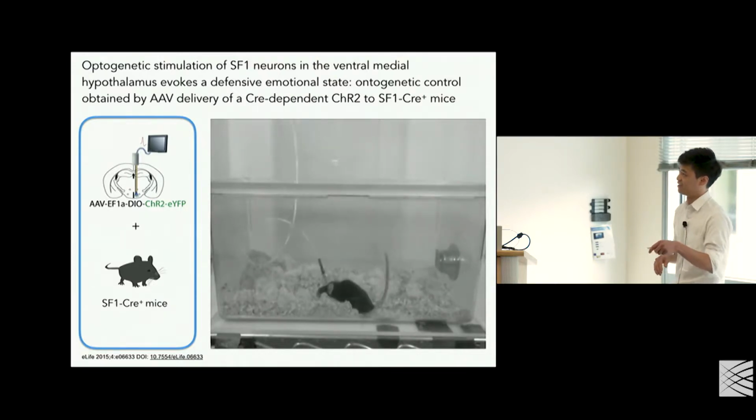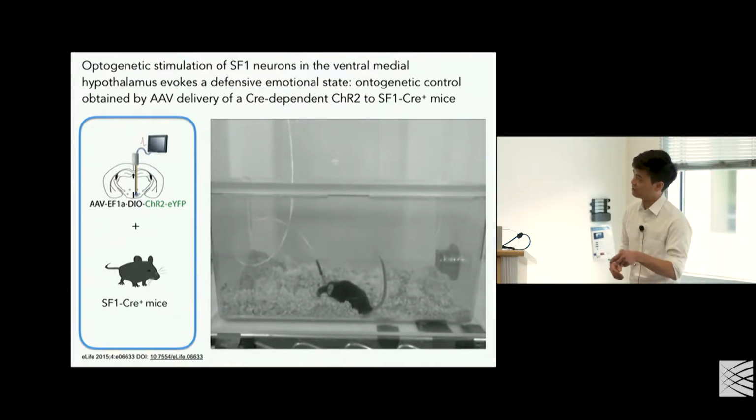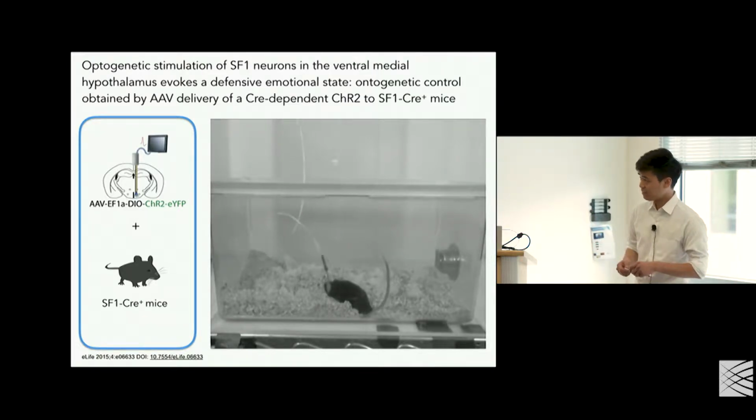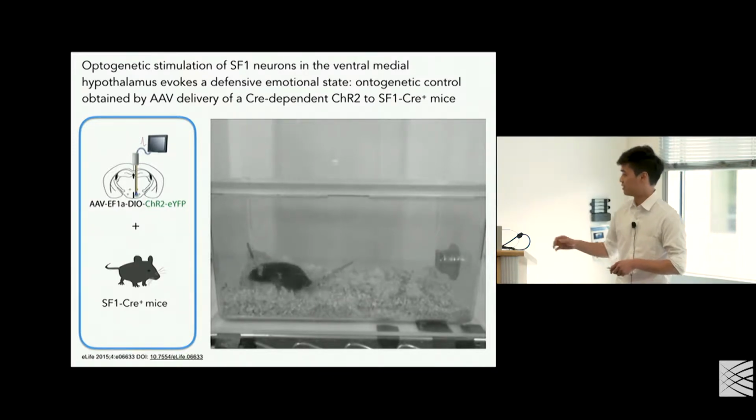So the light is turned on at the very beginning of the video, and then when it's off, the mouse persists in this defensive emotional state. So it's frozen, it's freezing and it has its tail up. But eventually, the mouse does go back to more normal behavior.